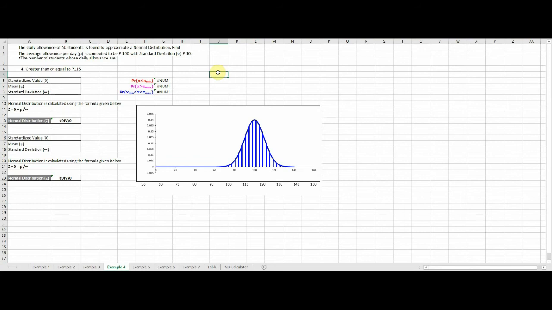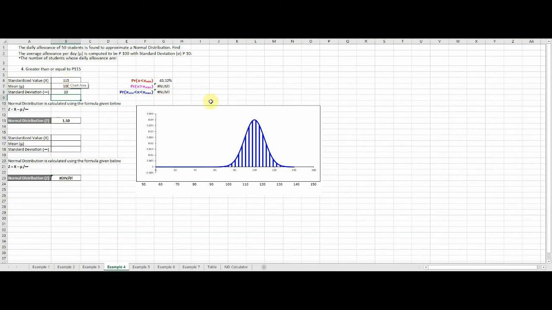Now, let's solve example number 4. Suppose we're going to get the number of students whose daily allowance is greater than or equal to 115. When you say greater than, from the mean of 100, if, for example, this is your 115, this is going to the right side. So let's put our values here: score, the mean, and the standard deviation.